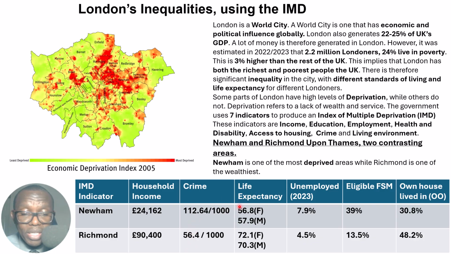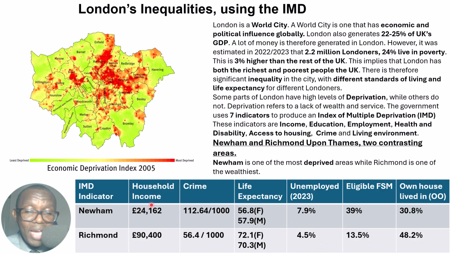Then life expectancy for females in Newham is 56.8. In Richmond, it's 72.1. That's quite significant, okay? And then for males in Newham, life expectancy is 57.9, and in Richmond, it's 70.3. And then in terms of unemployment in 2023, these are figures that I got for 2023, in Newham, unemployment is at 7.9%, and Richmond is at 4.5%.